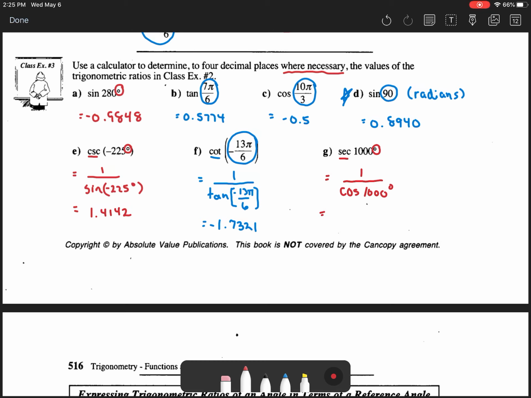1,000 degrees. So again, degree mode, then cos of 1,000 degrees, 1 divided by my answer, and this will yield a value of 5.7588. Okay, so that's how we use our calculator, and again, understanding if we're in degree mode or radian mode, and how to calculate those reciprocal values.